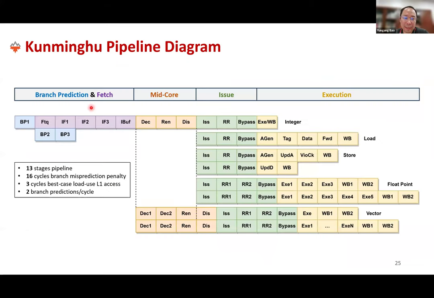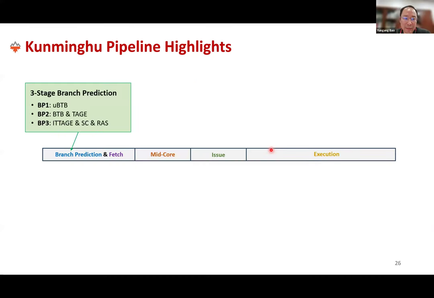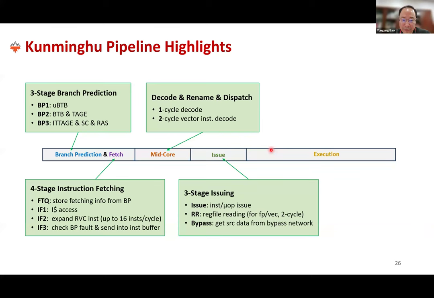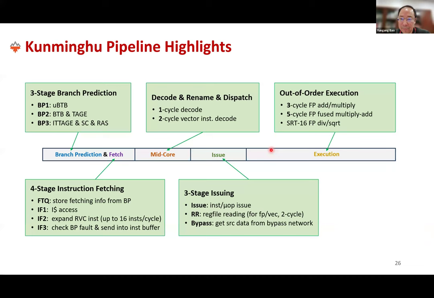For the pipeline, there are 13 stages, with a 16-cycle branch misprediction penalty. This is the pipeline overview. Some highlights: there are three stages for branch prediction, and four stages for instruction fetch. Decode and rename can be overlapped, and there are three stages for issuing. This is out-of-order execution. There are three cycles for FP add and multiply, and five cycles for FP fused multiply-add. For the divider, we have implemented an SRT16 FP divider and square root.